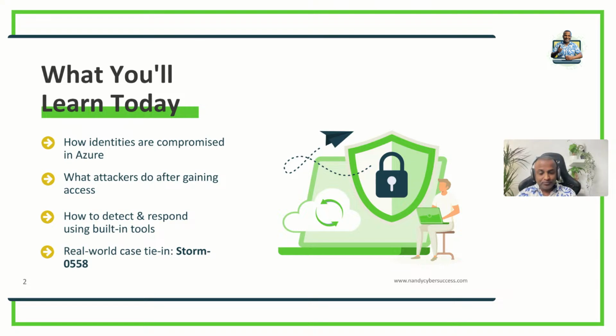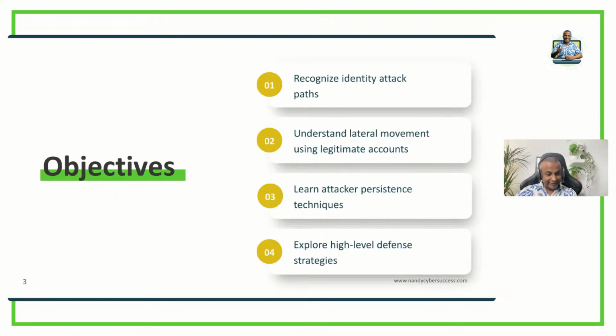Another use case is Storm-0558. It did a lot of damage. If I'm not wrong, 25 plus organizations got impacted by that. It's a very popular one, and it also impacted the U.S. government and some businesses. So it definitely had a high impact, and this is definitely identity compromise and a real issue.